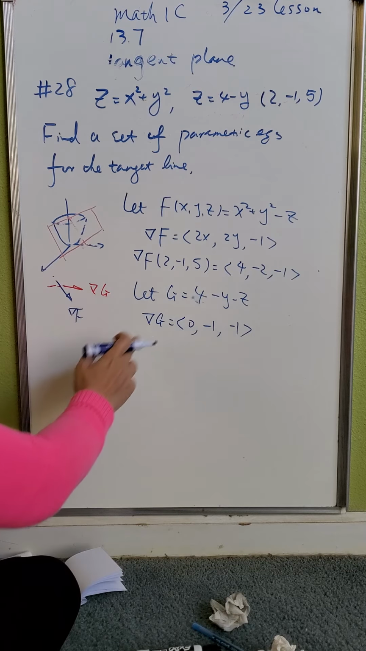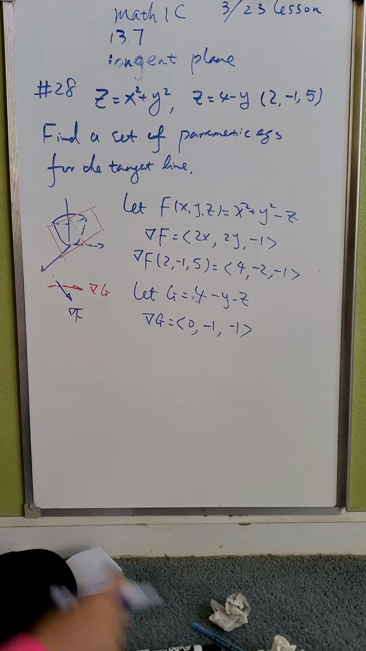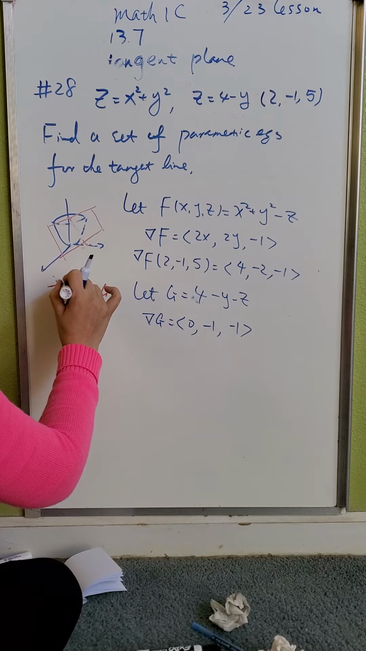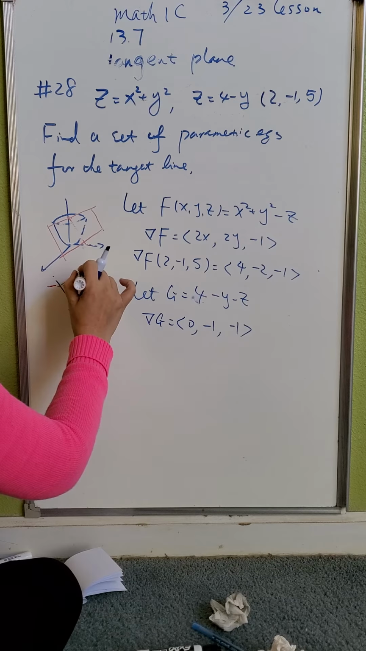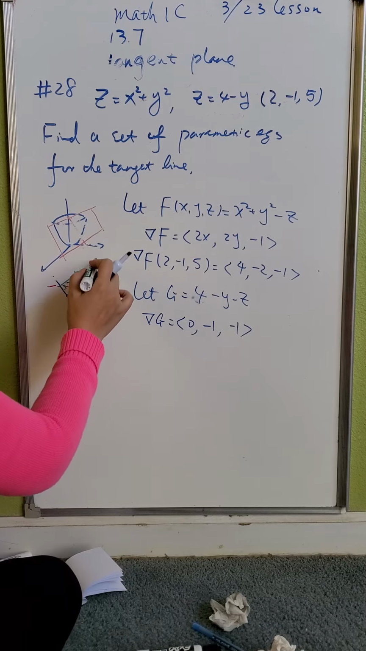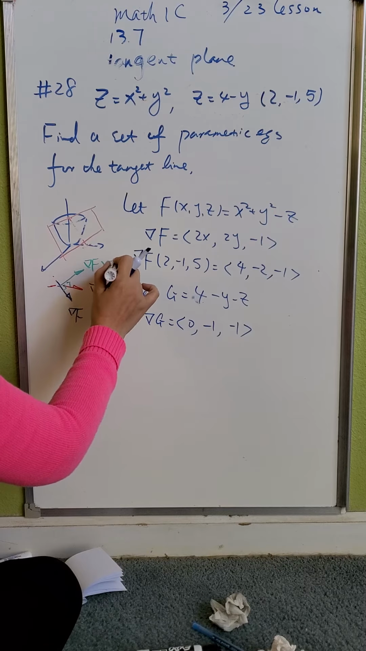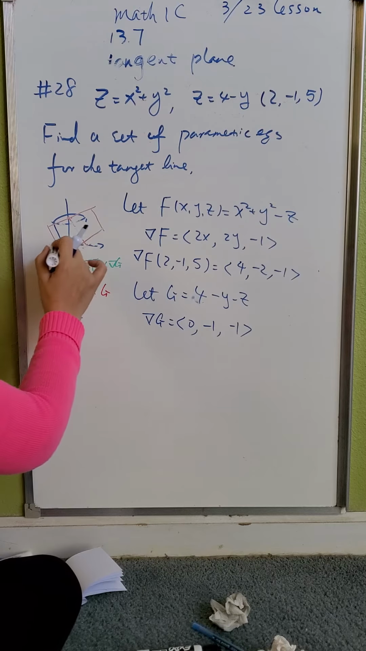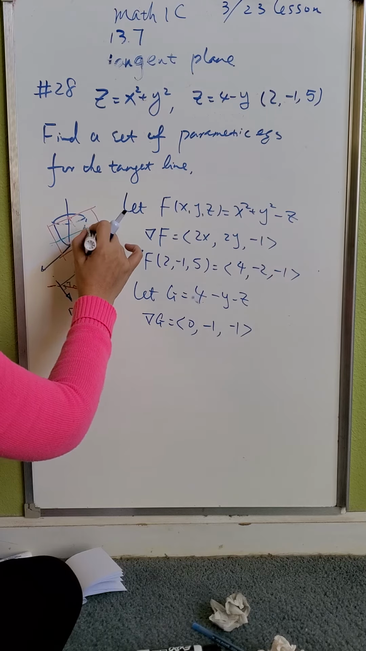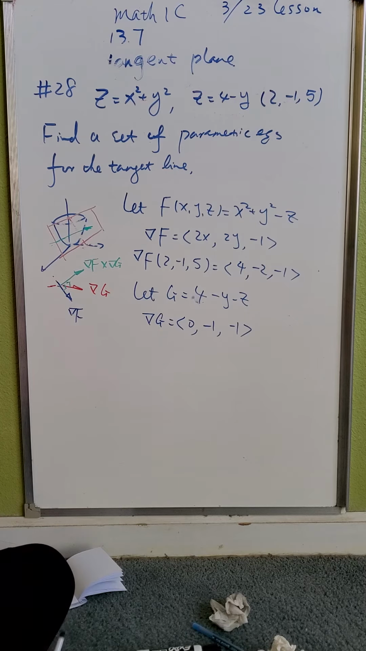Now you can see that when I take the cross product of these two, I would have a vector coming out like this, because the cross product is perpendicular to each one of them. And you can see that the cross product will be tangent to both of them. So it's right here, that's the tangent one.